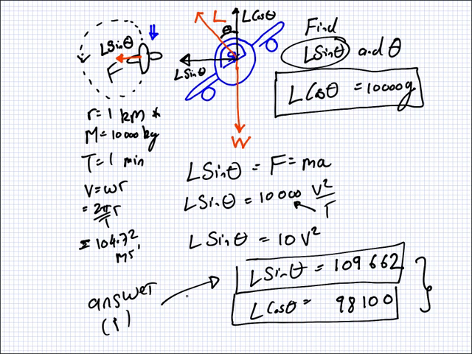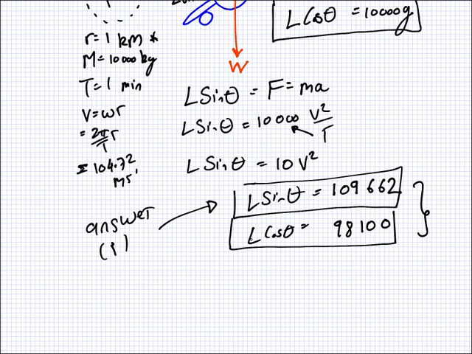Correct, yeah. If you do this over this, sine over cos, so L divided by L, gone. Sine divided by cos, and then 109,000 divided by 98,100. These two divided. 1.12. So now we can get the theta.